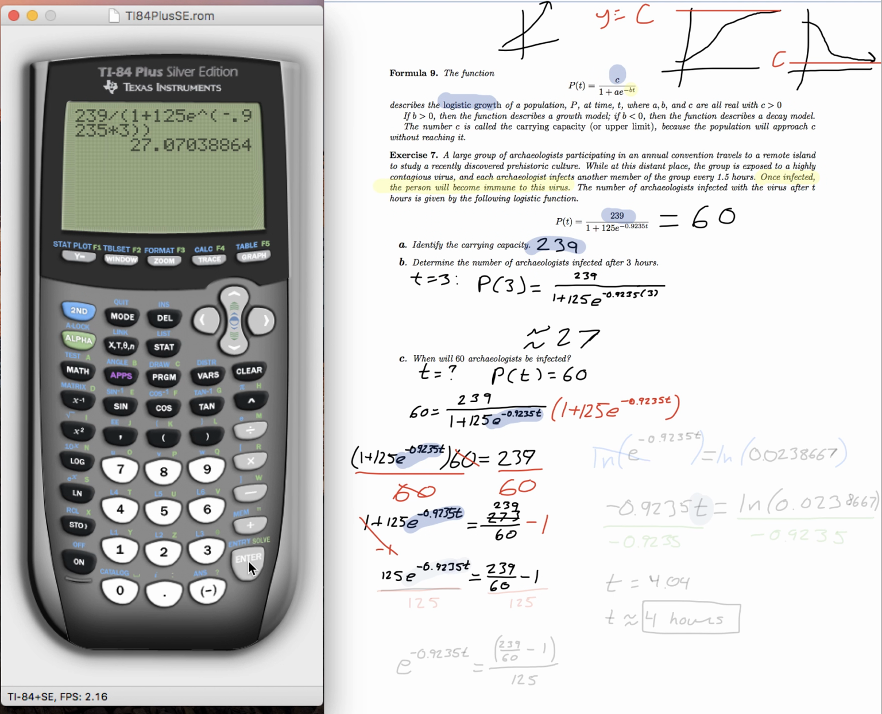All right, and we're even closer. So now, to isolate e and its exponent, all we have to do is divide by 125. So how would that look? Now we've got e to the negative 0.9235t equal to 239 over 60 minus 1, all divided by 125.